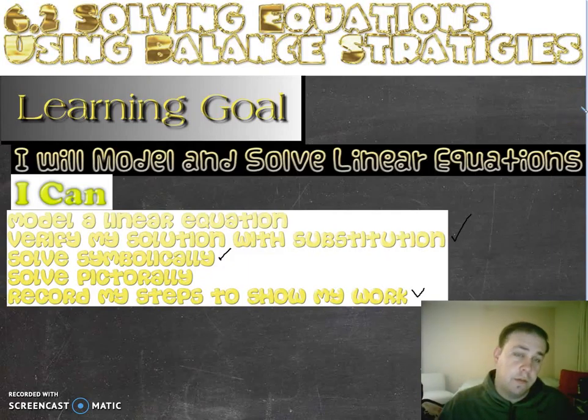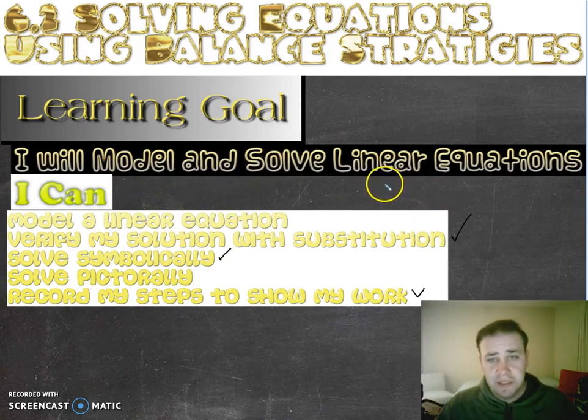Alright guys and girls, welcome back to 6.2 Part 2, Solving Equations Using Balanced Strategies. To reiterate, our learning goal is: I will model and solve linear equations. The I can statements for success criteria that we're focusing on for Part 2 are verifying my solution with substitution, solving symbolically, and recording my steps to show my work. You have to for this one.